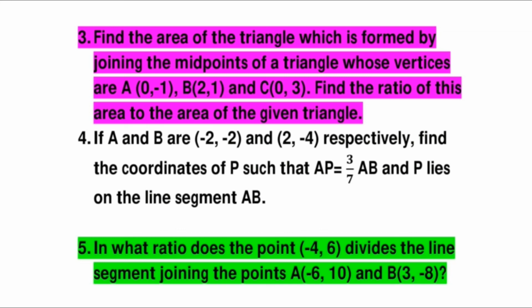Question number 5: in what ratio does the point (-4, 6) divide the line segment joining the points A and B? For this type of question, you have to assume the ratio as k:1. So let the ratio be k:1. Then apply the section formula for the points A and B. Then you can find out the coordinates of the point in terms of k, equate them with the given coordinates, that is (-4, 6). Then you can find out the value of k, and hence the ratio can be found.